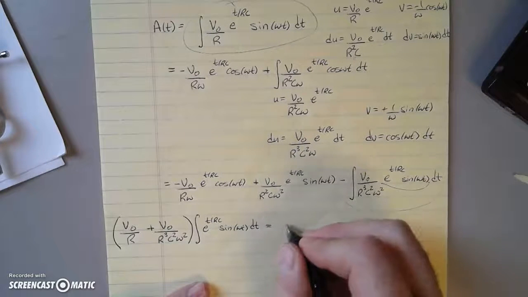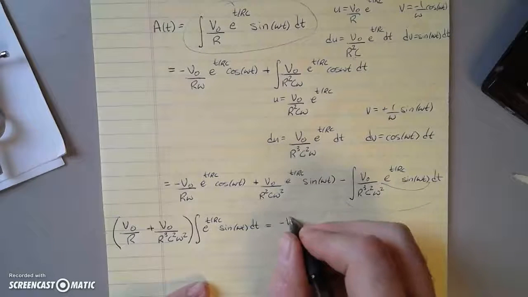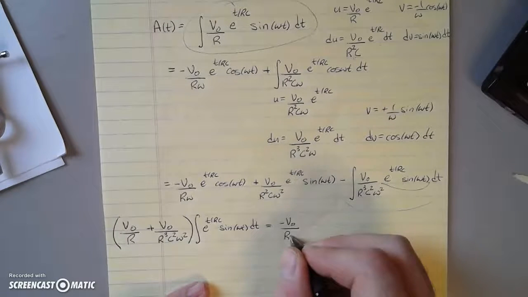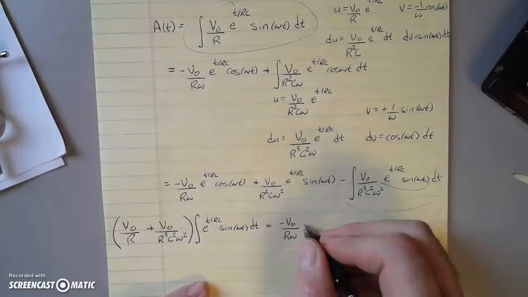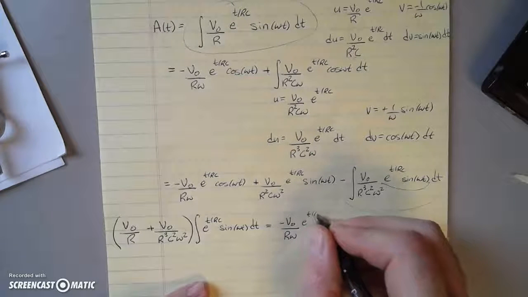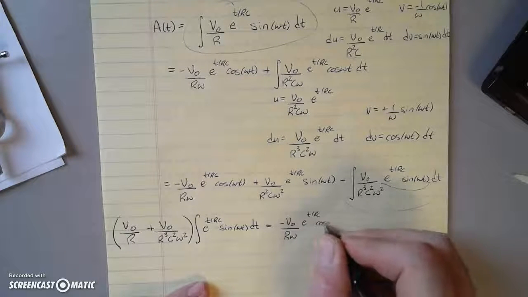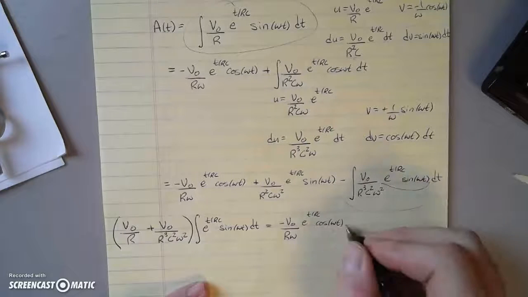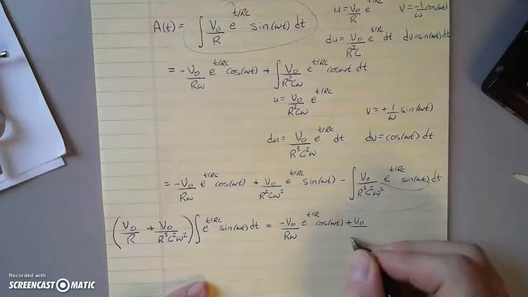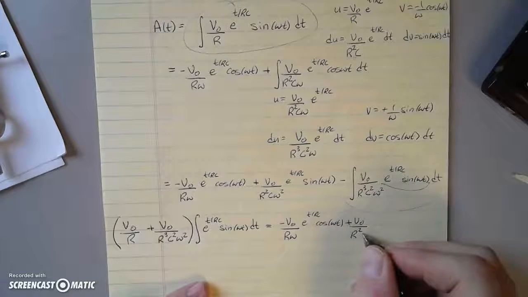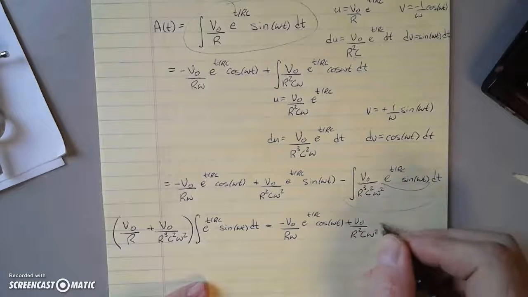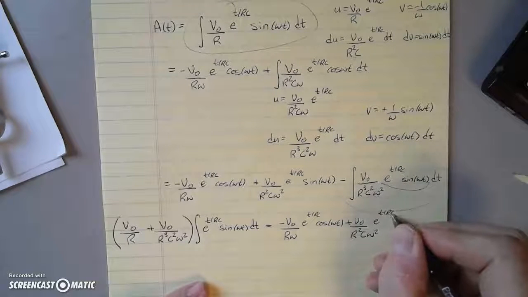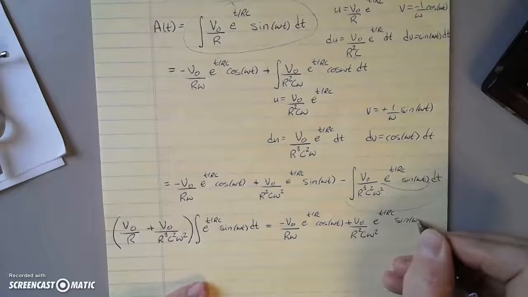So that's negative v naught over R omega e to the t over RC cosine omega t plus v naught over R squared C omega squared e to the t over RC sine omega t.